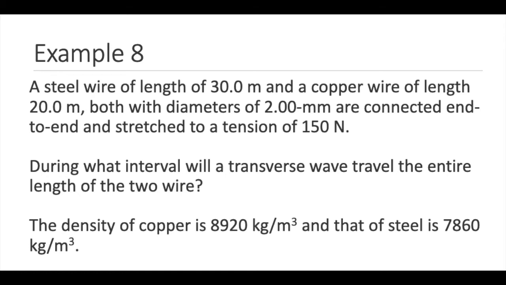Example 8. A steel wire of length 30 meters and a copper wire of length 20 meters, both with diameters of 2 millimeters, are connected end to end and stretched to a tension of 150 newtons. During what interval will a transverse wave travel the entire length of the two wires? The density of copper is 8,920 kilograms per meter cubed, and that of steel is 7,860 kilograms per meter cubed.